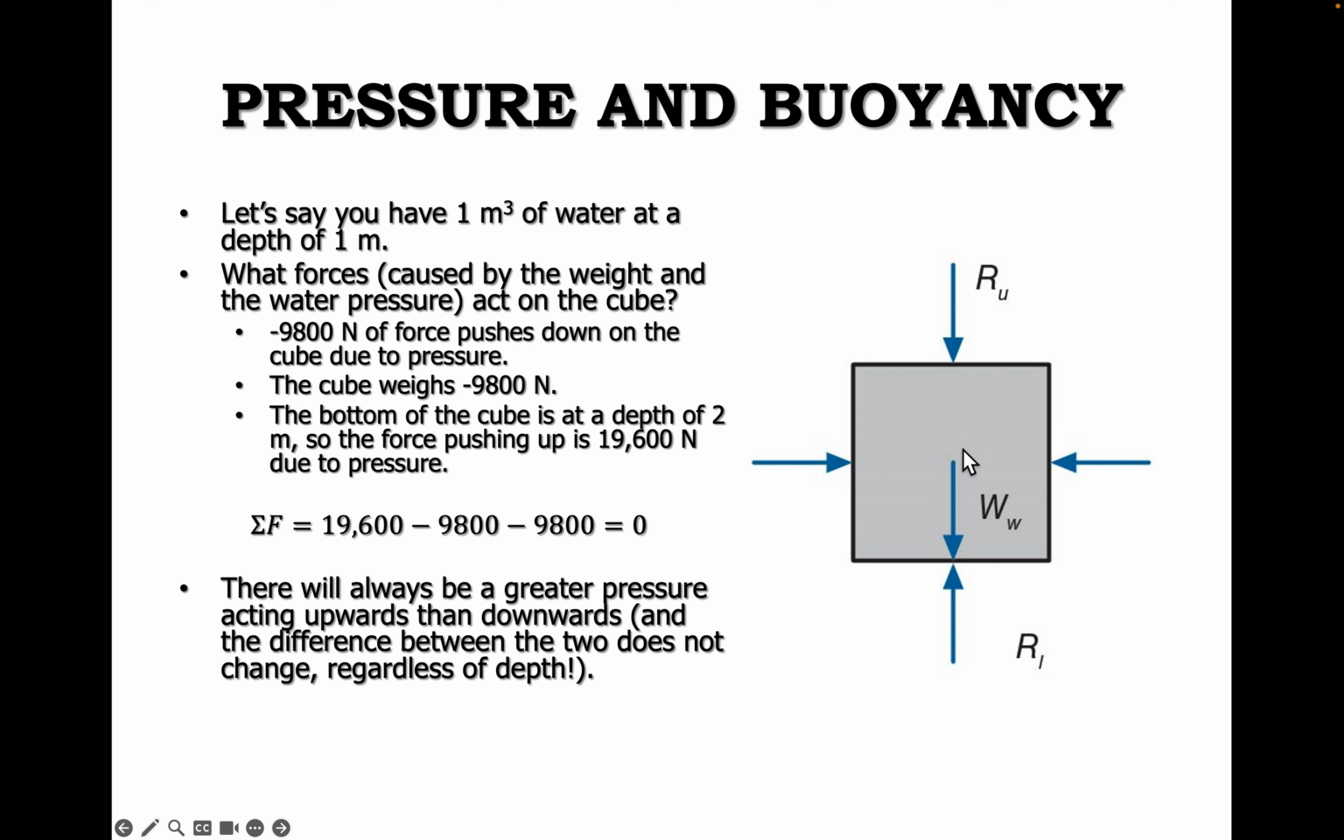So in this case, the sum of all the forces would be 0, meaning that this object will be floating at that depth of 1 meter. Now, what's important to note here is there will always be a greater pressure acting upwards on the object than downwards. And the difference between the force pushing upwards compared to the force pushing downwards would not change, regardless of the depth of the object in that fluid.